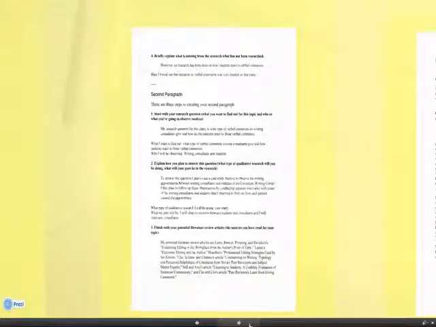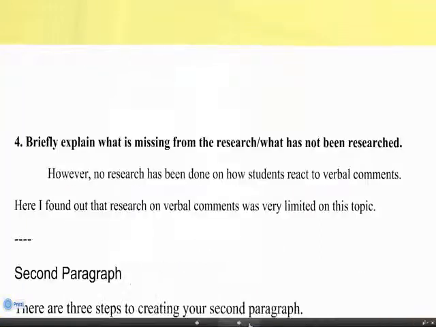So the fourth step is to finish that paragraph by briefly explaining what is missing from the research, what hasn't been researched. And after I did that, I found out that verbal comments was very limited on this topic.